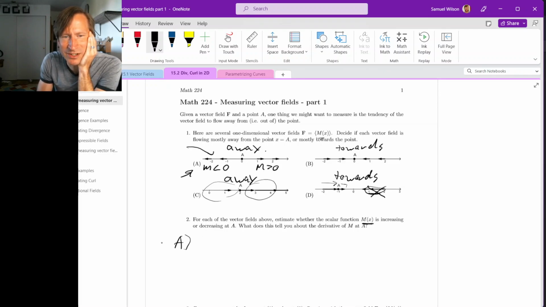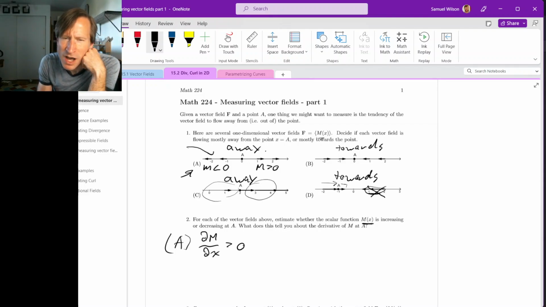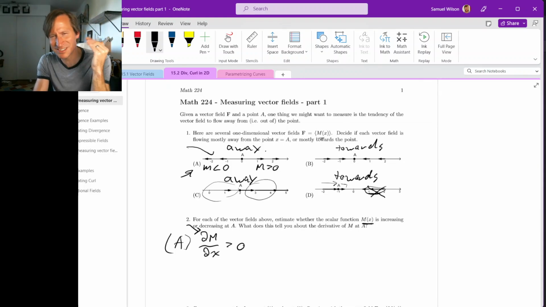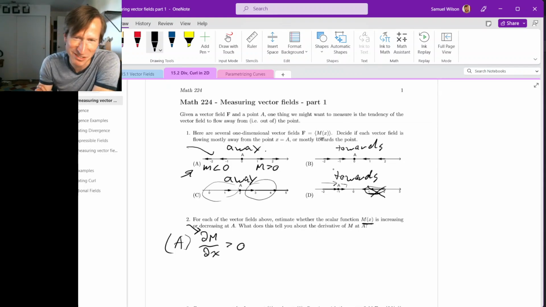So should I write that up here or down here? Let's write it down here. So for example A, this derivative partial m partial x, it's positive because as we move in the x direction, the function m is increasing. Now, even though m is a function of one variable, I'm writing this as a partial derivative because, of course, later in the handout, we switch back to thinking of m as a function of two variables, and we're thinking of it as a function of one variable just to simplify things to get this whole thing started.